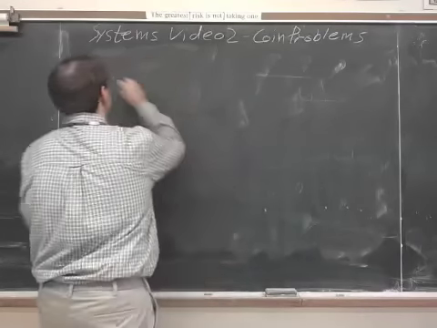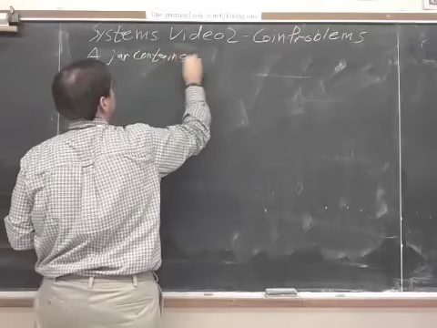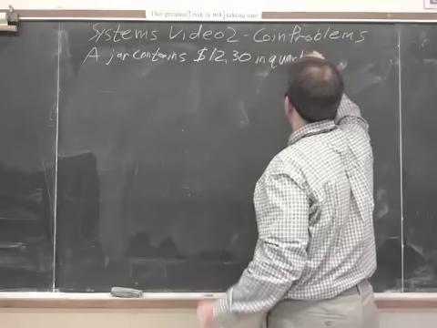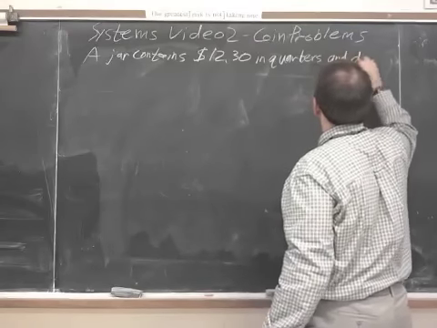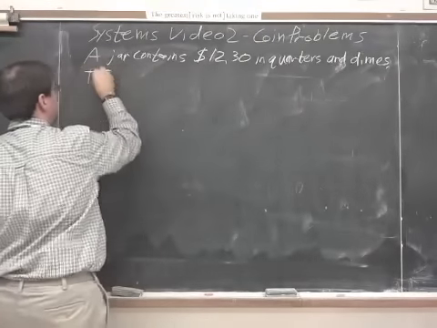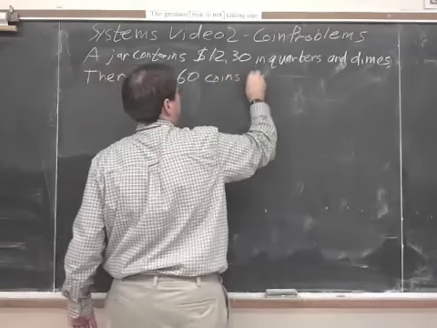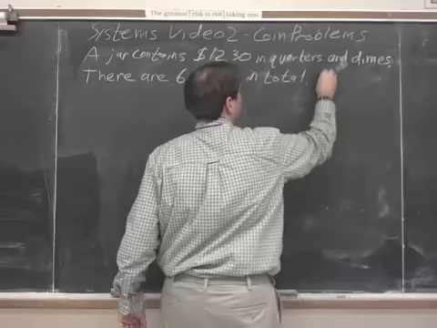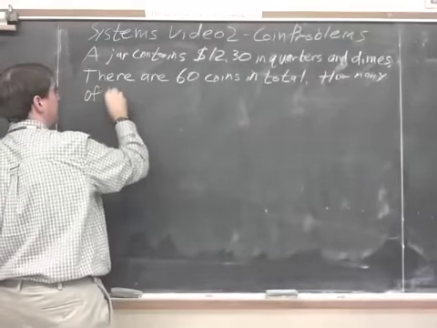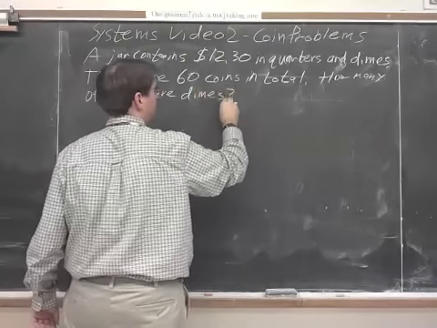So first, a jar contains $12.30 in quarters and dimes. And let's say that there are 60 coins in total. I want to know how many of them are dimes. That's my question.